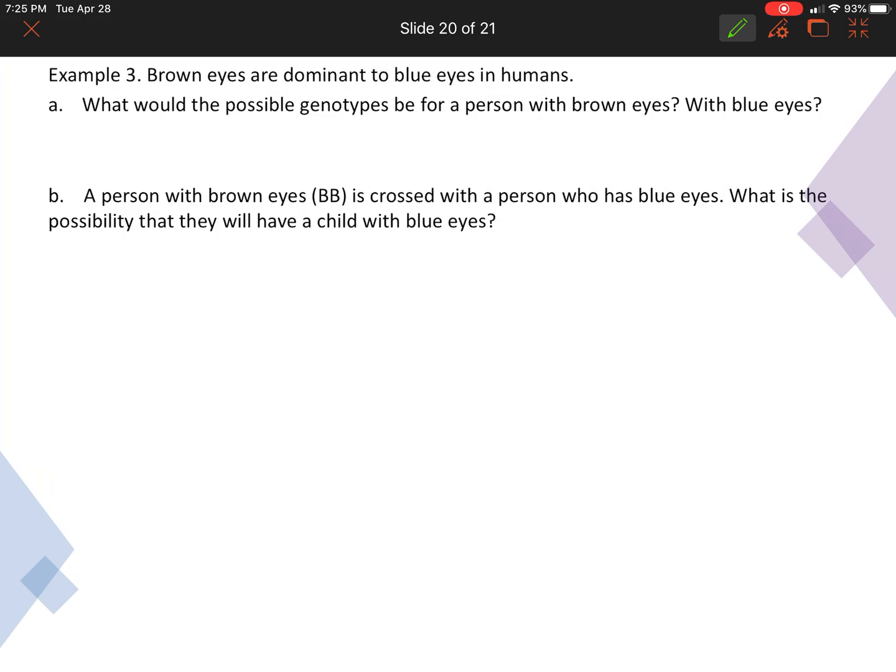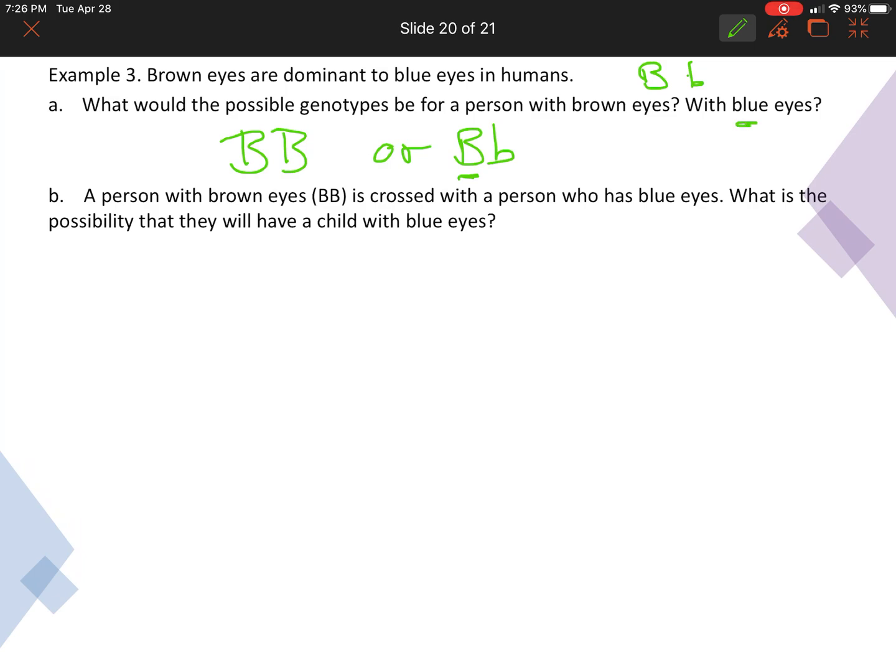What would be the possible genotypes for a person with brown eyes? We're just going to use the letter B again for this. Brown is the dominant, so that's going to be the capital. Blue is going to be the lowercase because it's the recessive gene. So what would be the possible genotypes for a person with brown eyes? Well, there are two choices. They could be homozygous dominant, because those people would have brown eyes, or they could be this one, because if you're heterozygous, this B here is dominant, so it's going to win over the blue eye allele here. So those are the two choices here.